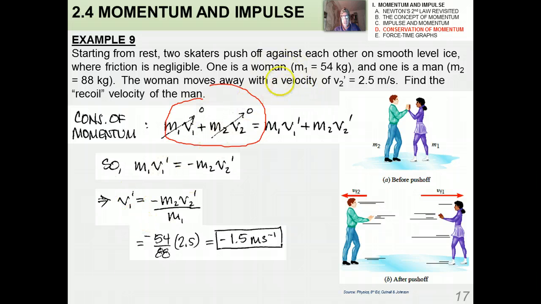And v1 indicates the velocity or the speed of the woman. It's negative 1.5 meters per second. The negative sign here just indicates that she's going in the opposite direction of the man who is going away. And this should actually read man. The man moves away with a velocity v2 equals 2.5, okay? Anyway, the negative sign indicates that the woman and the man go in different directions, okay?